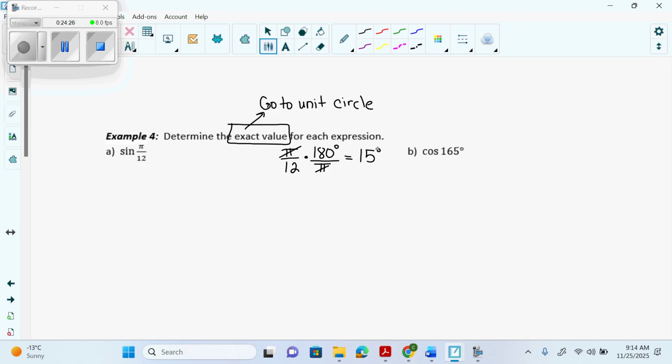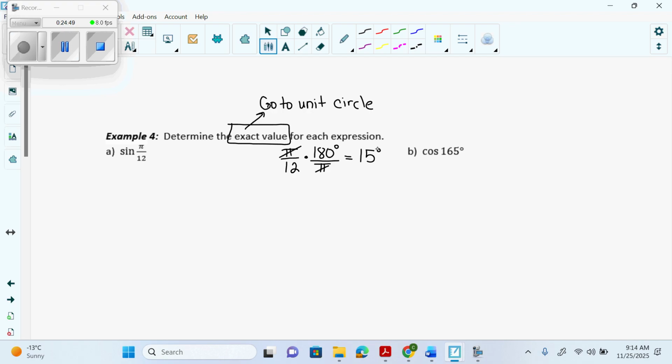Yes? If I have options, I will pick quadrant 1 every day, all day, because quadrant 1 has all positive answers. I don't have to try and deal with minus to minus or anything like that. So if I get options, that's what I do. You can pick anything. Okay? So it is sine pi over 12.